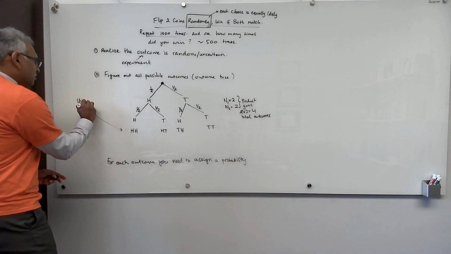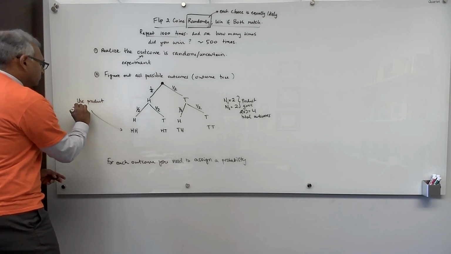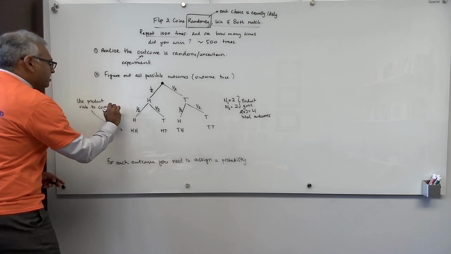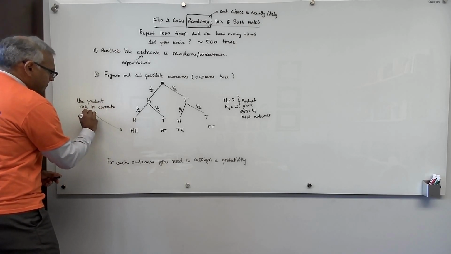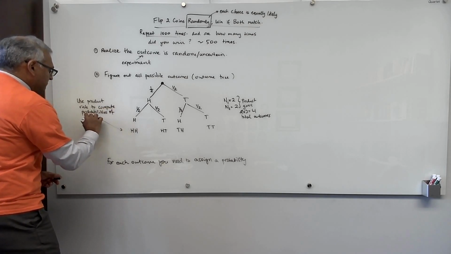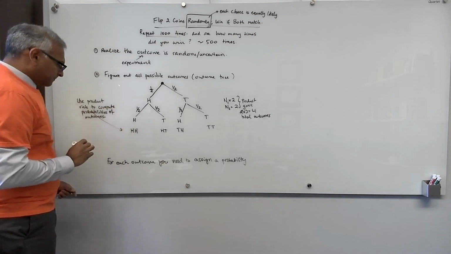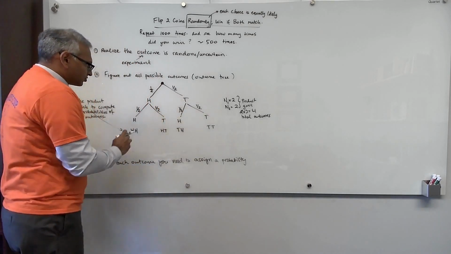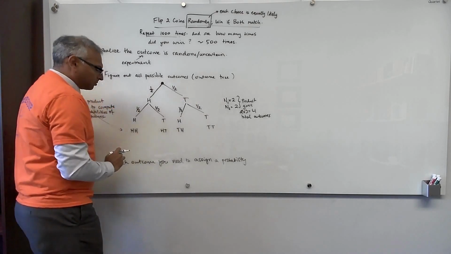Use the product rule to compute probabilities of outcomes. Okay, so for each outcome you need to assign a probability. That's what we're addressing here. So use the product rule to compute the probabilities of outcomes.